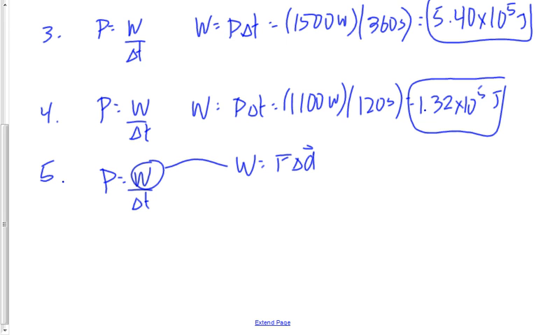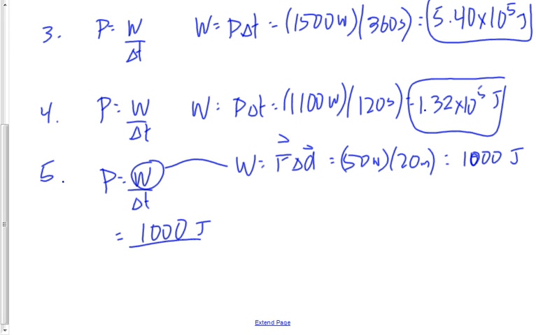Now, we're going to assume that he pushes it the way that it moves, so we're not going to worry about the cos theta there. It becomes 50 newtons times 20 meters. That gives me 1,000 joules. That's our work done, which we'll turn around now, take 1,000 joules and divide it by the time of 8.50 seconds. What do we get when we do that?